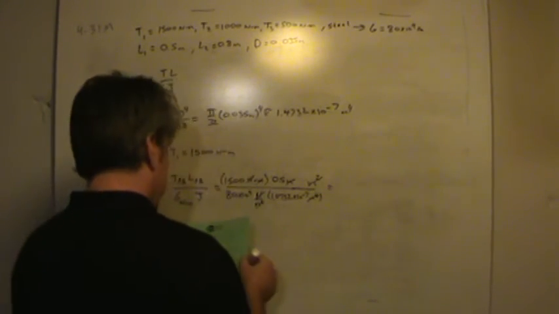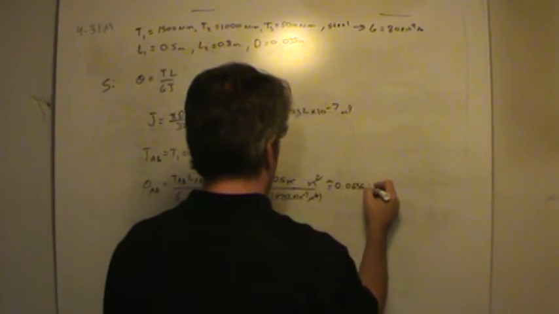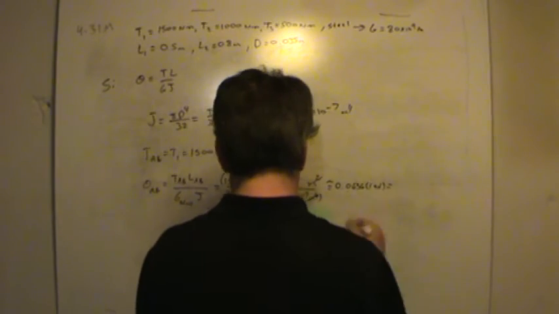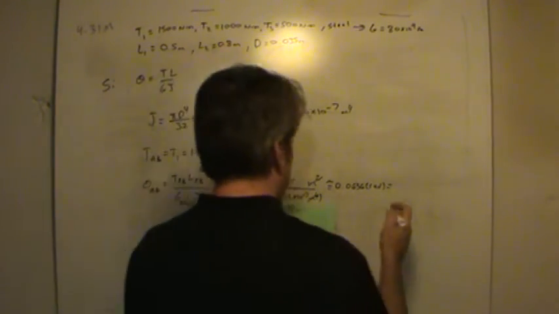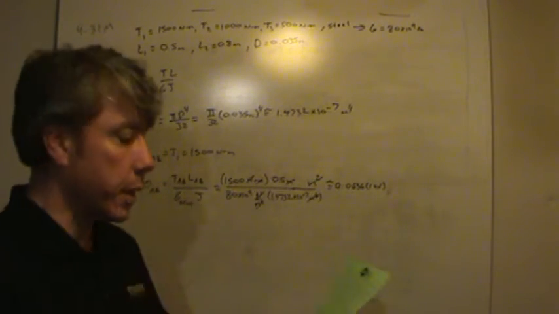So plug all of that into your calculator, you find this is about 0.0636 radians. And if you convert that to degrees, that comes out, well, I didn't do that yet. I'll worry about that later. So this is the relative twist between A and B.